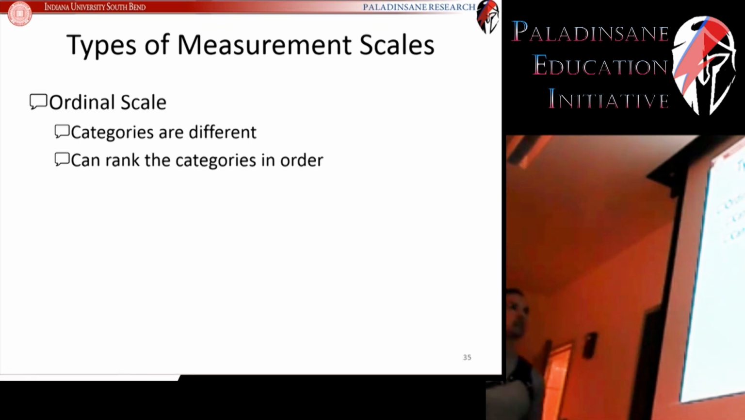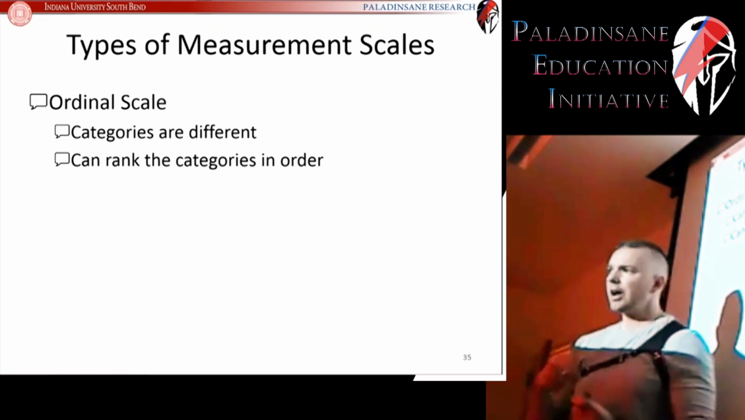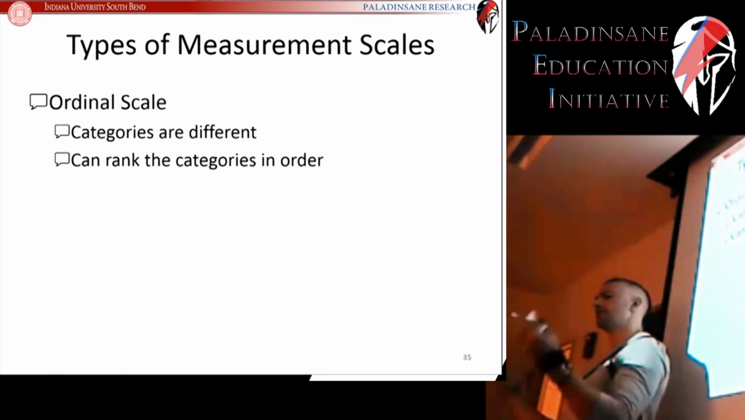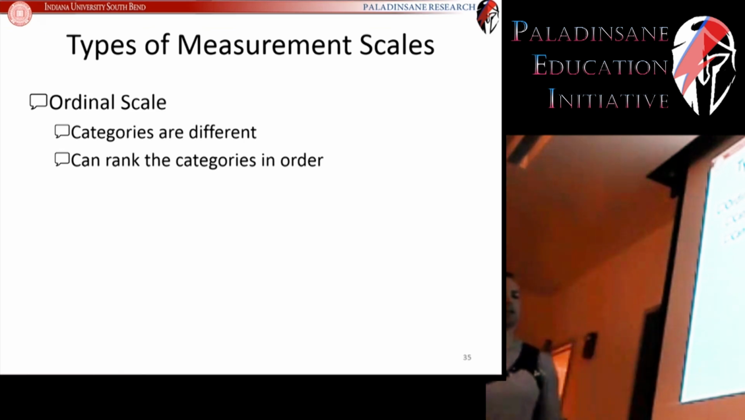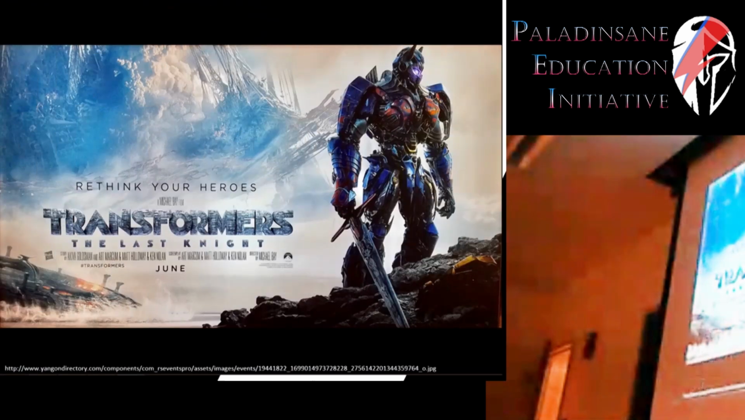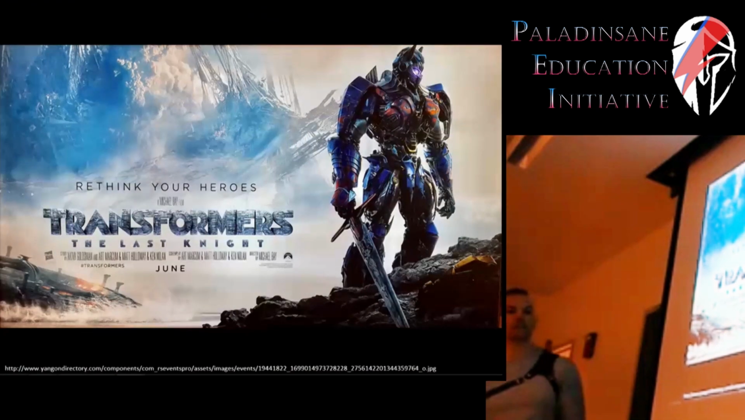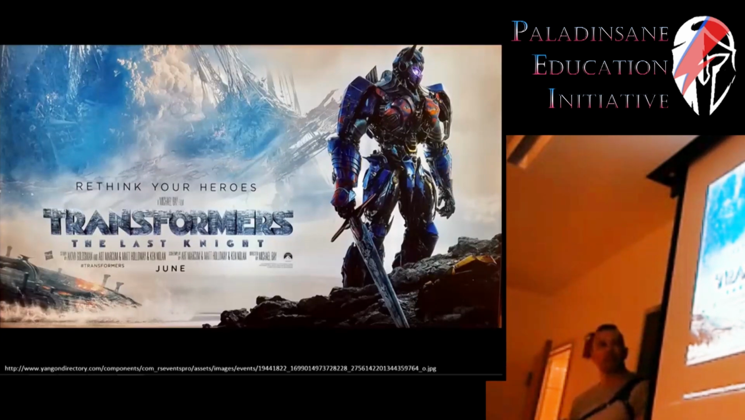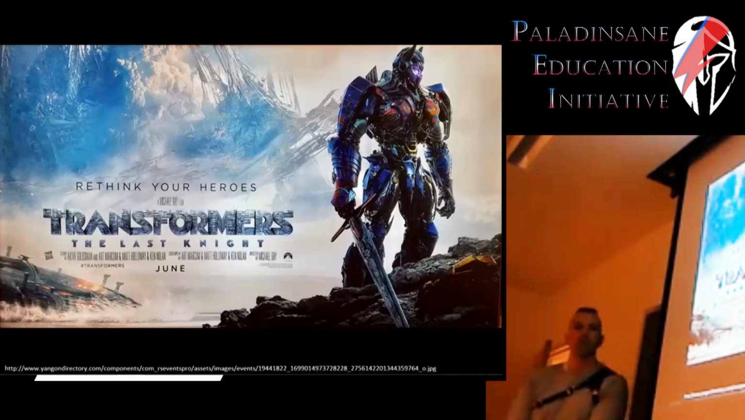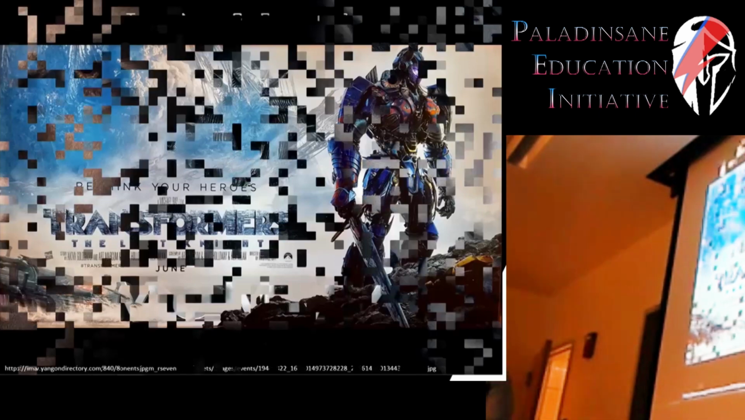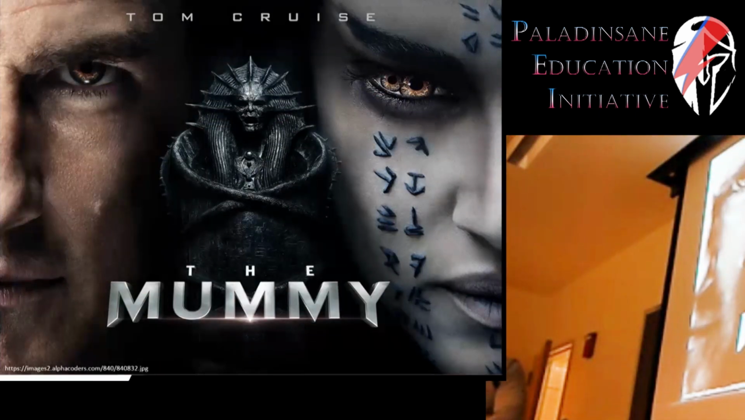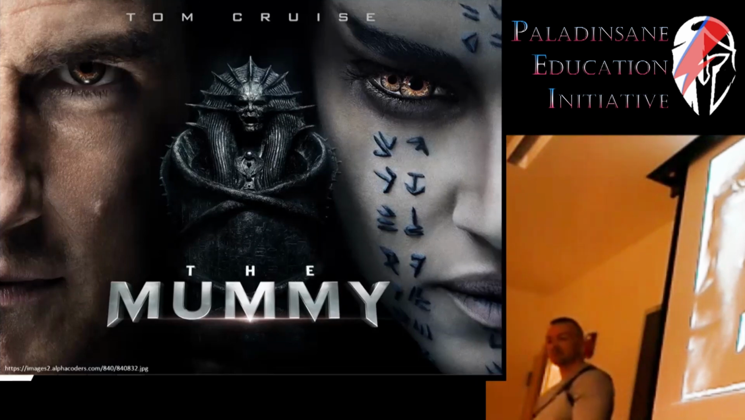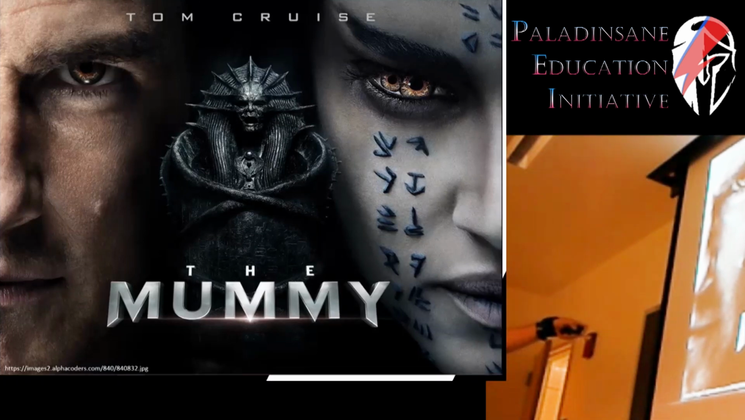So one of the classic ordinal scales is any movie rating system that is measuring movie quality. So a critic will go see something like Transformers: The Last Knight, aka the movie that put the final dagger into the Transformer universe. We have The Mummy from last year, Tom Cruise's The Mummy, the movie that killed the entire Dark Universe expanded universe there.